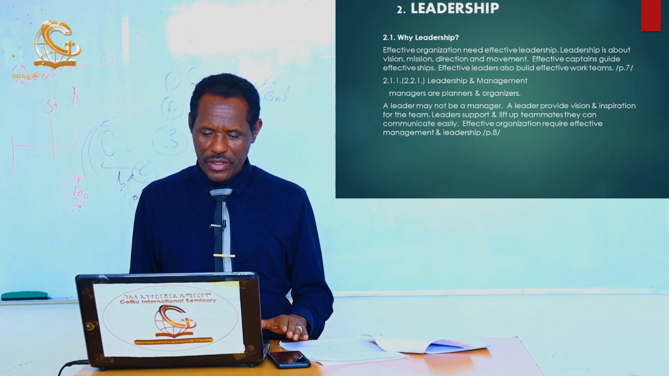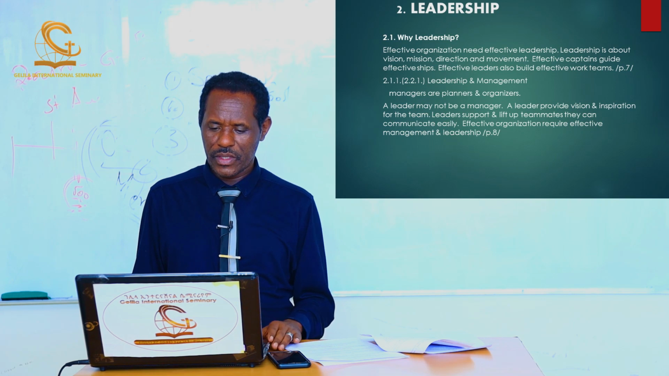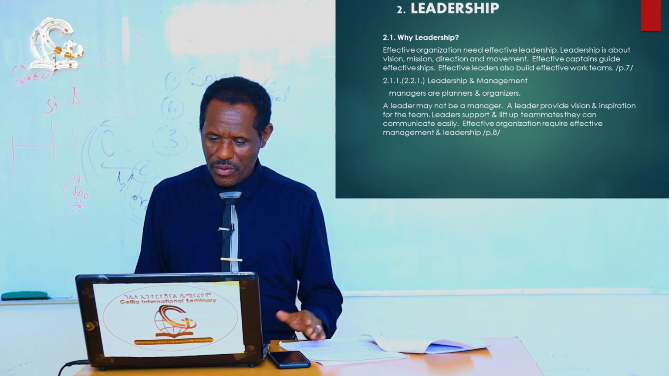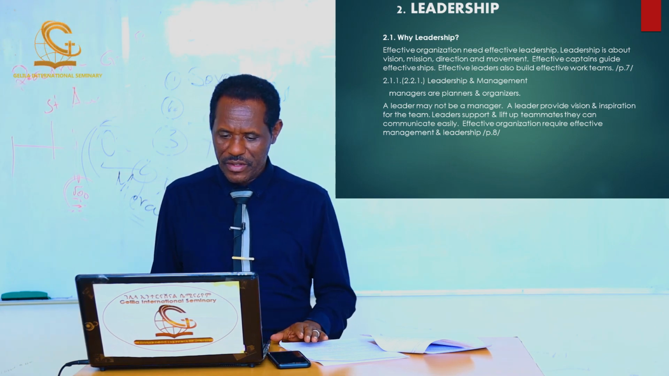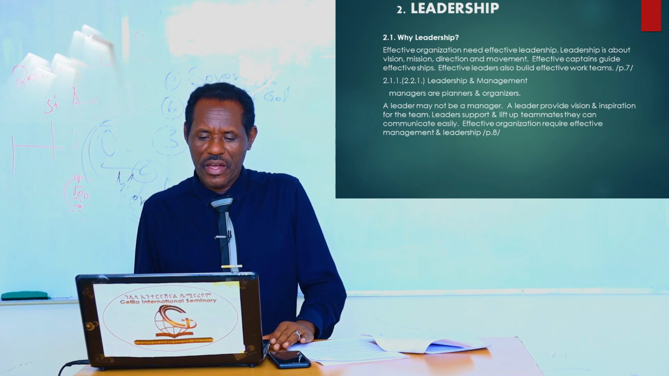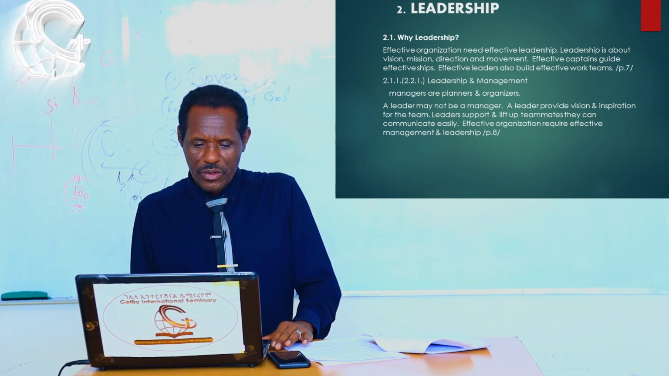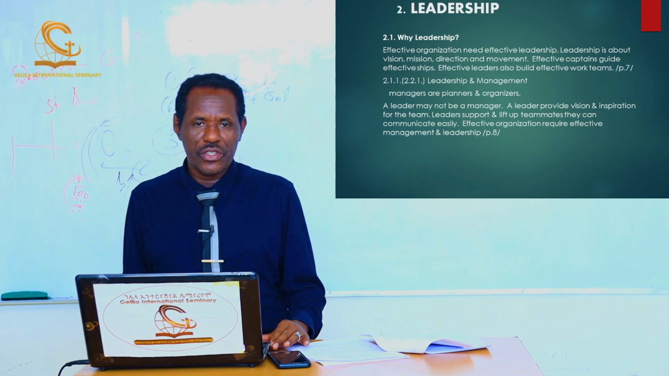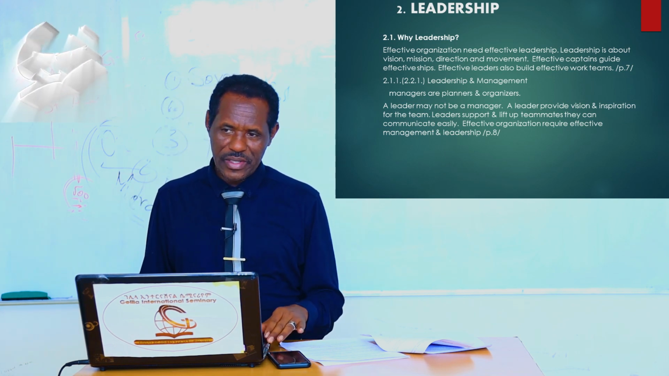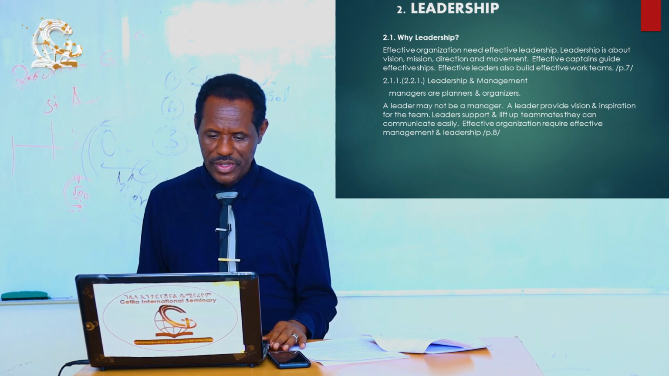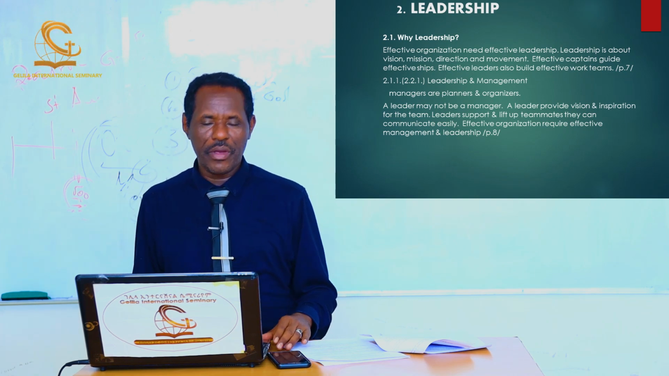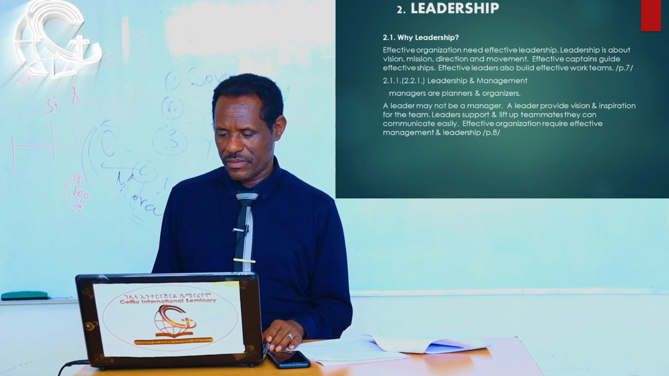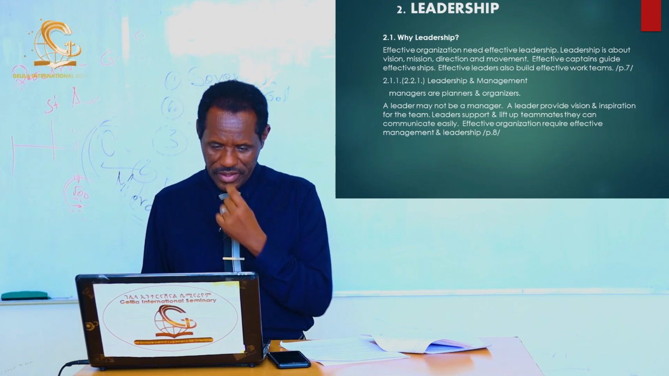So leadership and management go parallel. It looks like the same uniform, but it has different parts, different ideas. Managers are planners and organizers. You know that the manager is a task-oriented person. His main responsibility is planning, organizing, directing, and controlling. A leader may not be a manager. A leader provides vision and inspiration for them. This is the unique character of a leader.